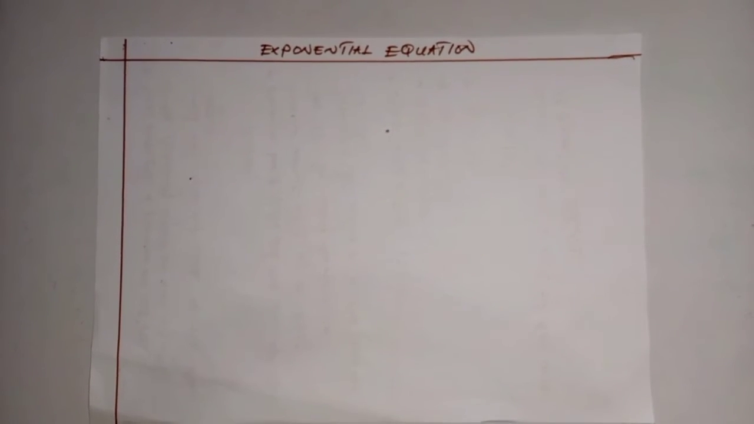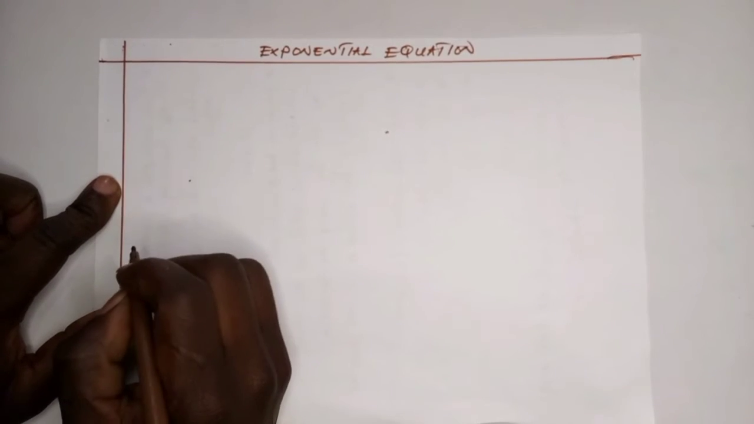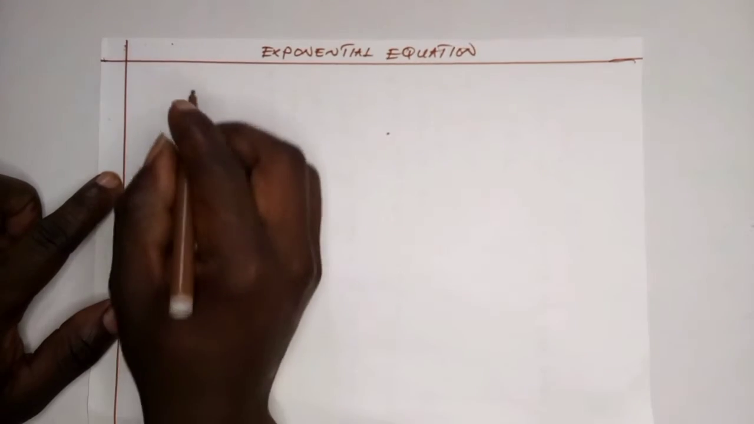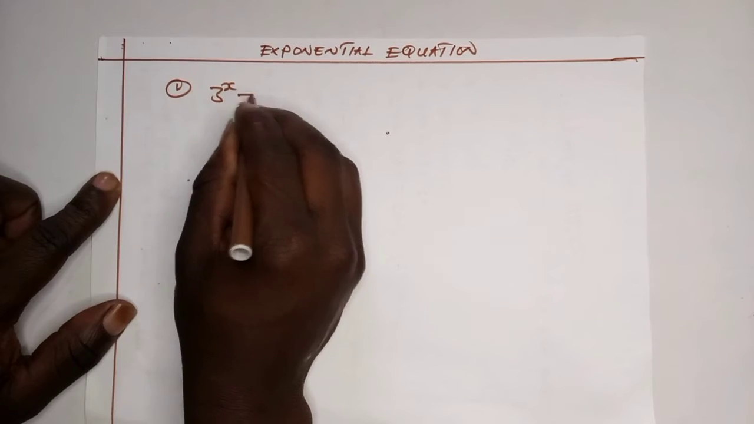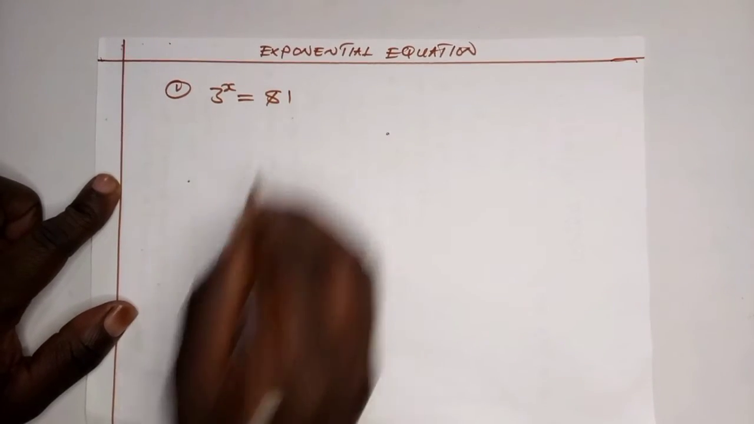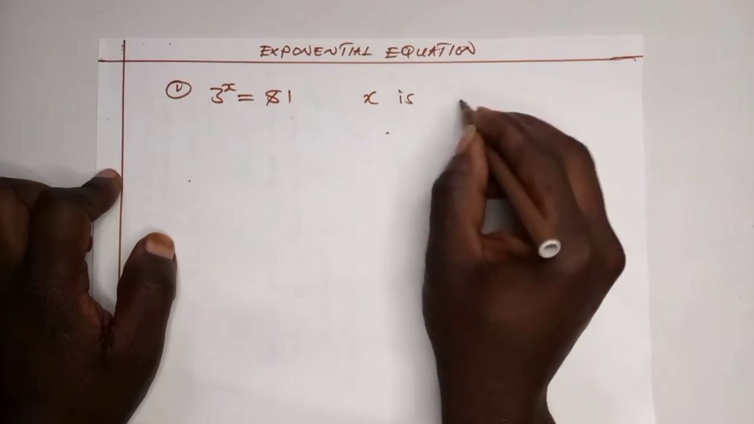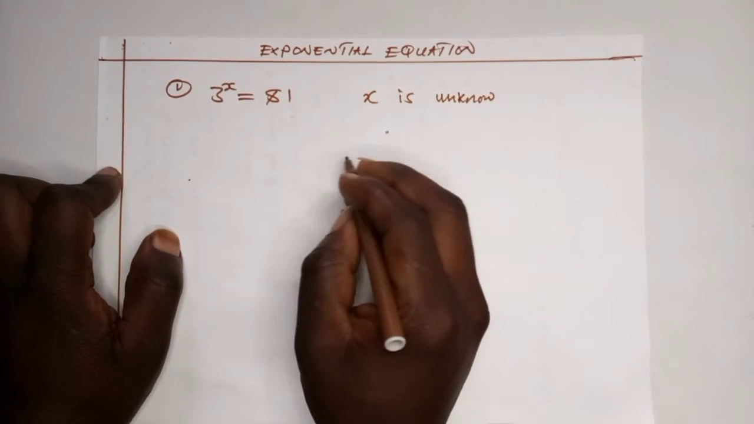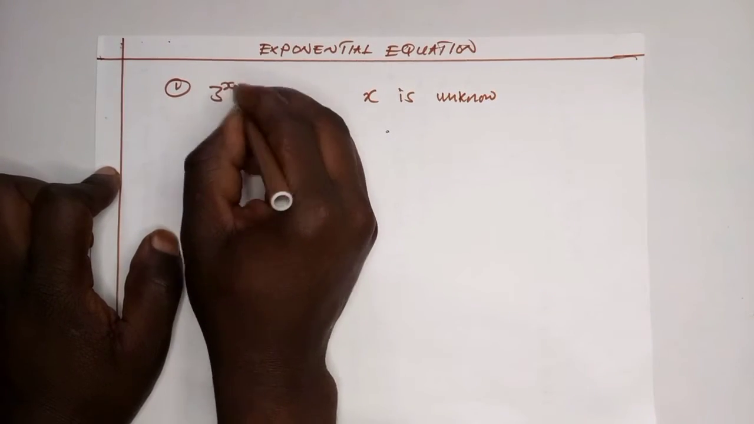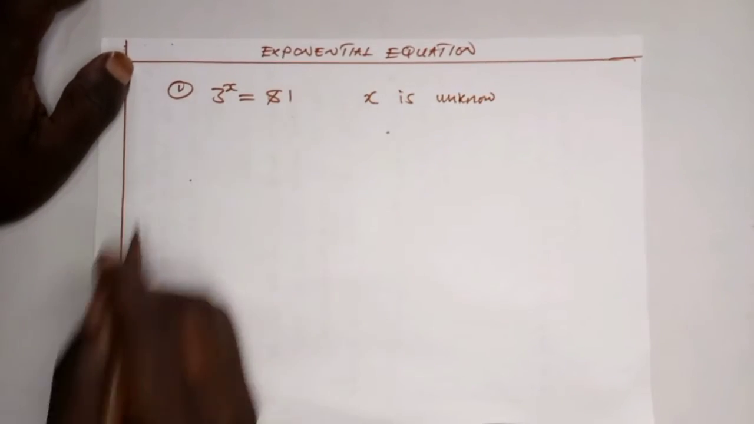Today we are looking at the exponential equation. An exponential equation can be expressed, for example, if you have this equation, 3 power x equals 81. X is unknown, whereby x is also an exponent. This is the way an exponential equation looks like.